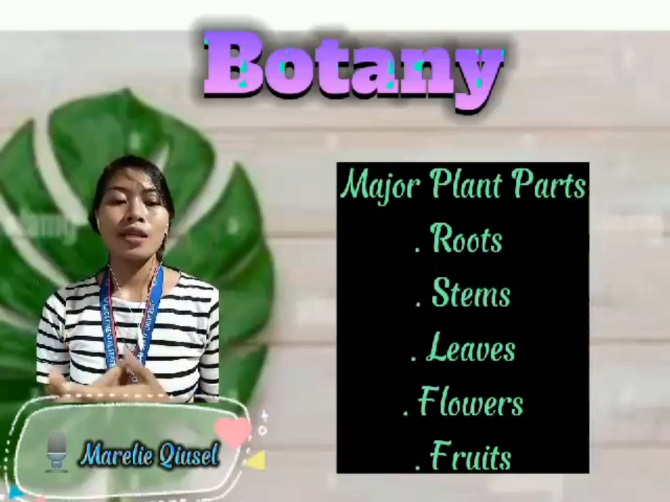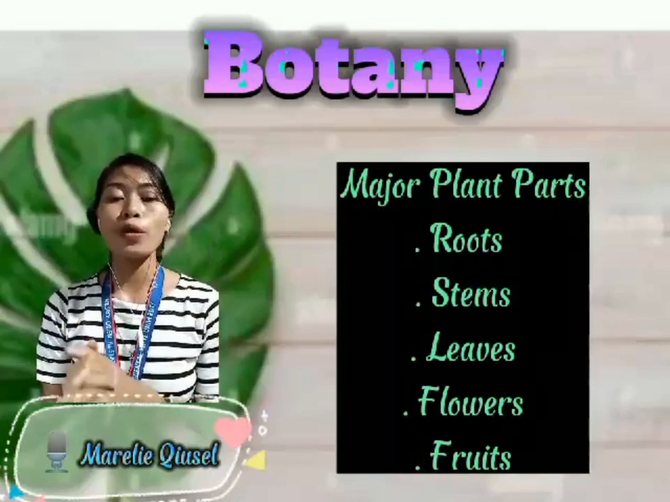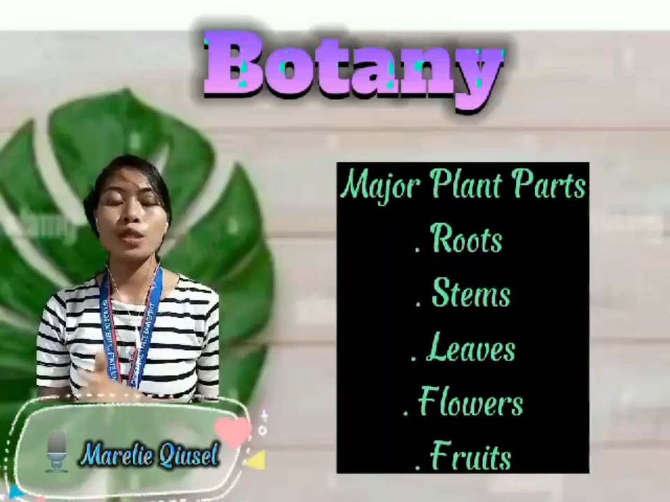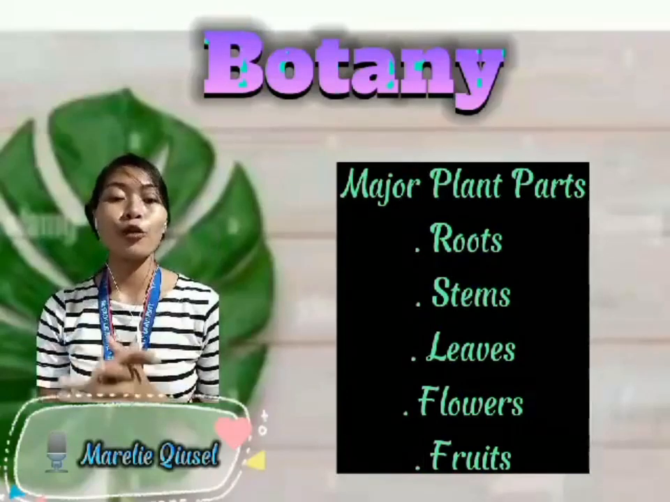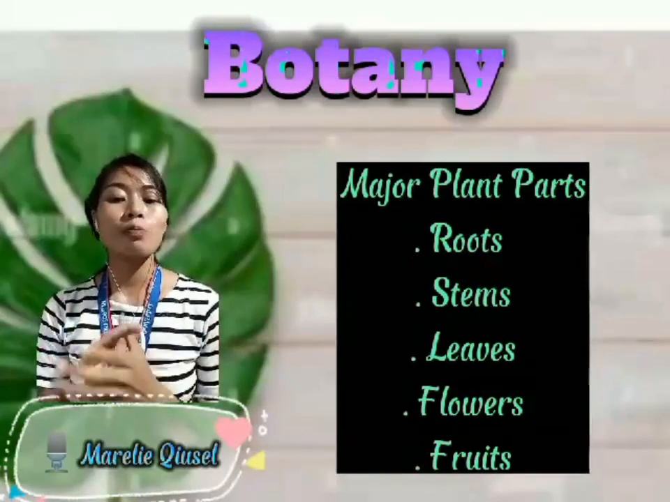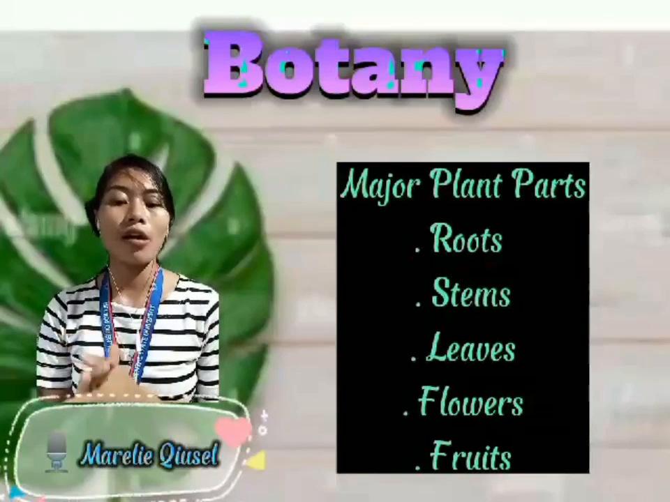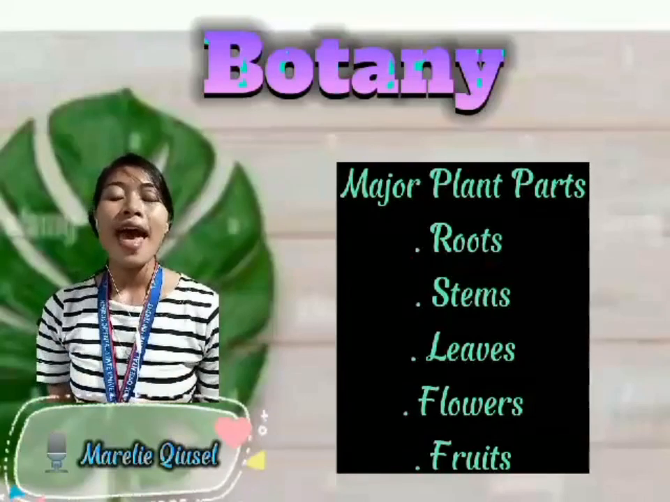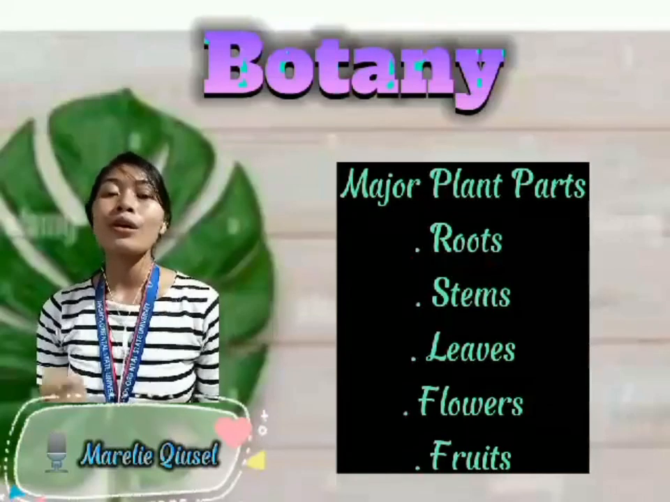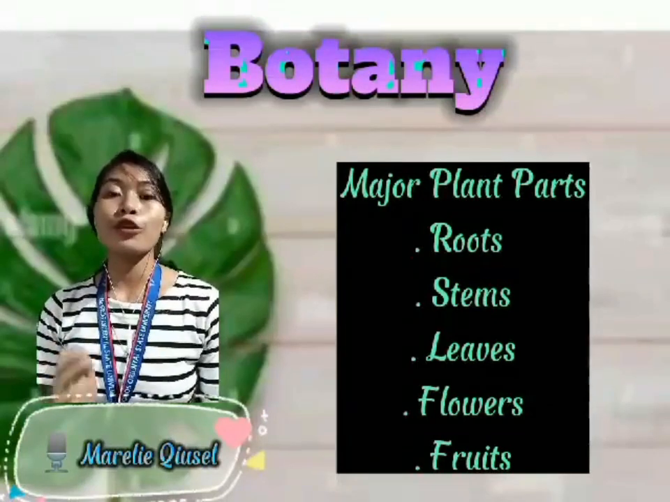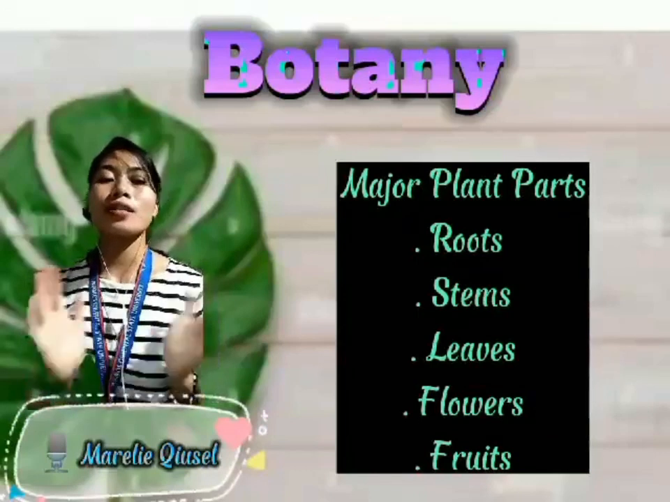The functions of roots are absorbing water and minerals from the soil, storing food for future use, producing plant growth hormones, anchoring the plant firmly to the soil and providing support, and lastly, developing new plants from the roots of the old one. Next, the stems.